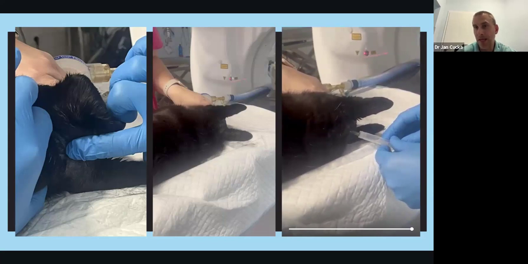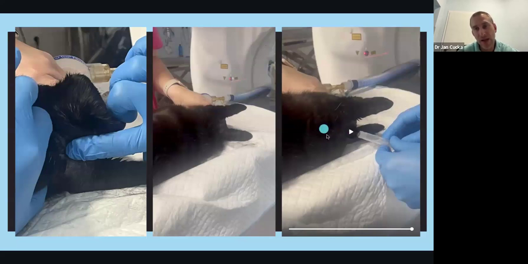CSF collection is the first step before contrast medium application. Usually it's a good way to move the same amount of liquid out as you would like to apply the contrast medium in. Usually equal volumes are not possible, so usually we take from 1 to 5 cc's. It depends on the animal's weight, or how big the animal is. And after that, we apply the contrast medium inside.